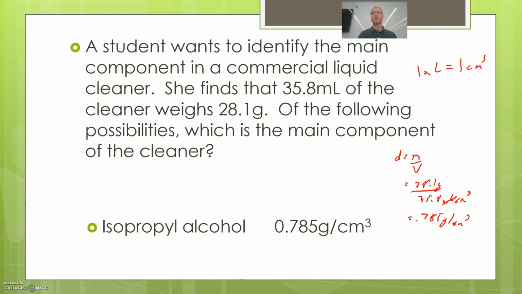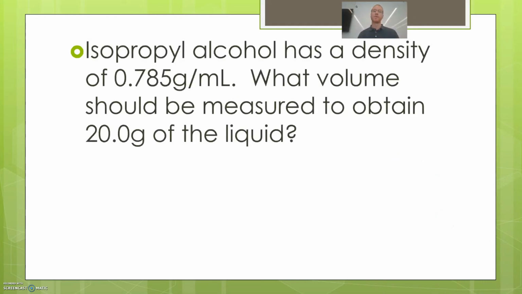So density is a characteristic of the liquid. It is an identifying characteristic. Isopropyl alcohol has a density of 0.785 grams per milliliter, which we just saw. What volume should be measured to obtain 20 grams of the liquid? We have to be careful on this one. This one tricks students all the time. So, density equals mass over volume. What are we trying to find? We're trying to find the volume.